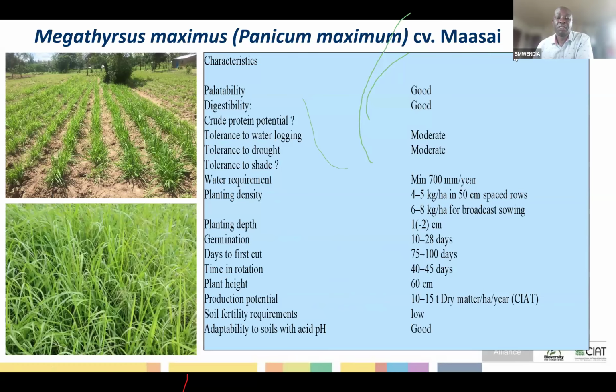Panicum, of course, Maasai is another one. You can see relatively small, narrow reefs, but can also be herbaceous. Actually, this is in Bungoma. Very nice also to make hay.